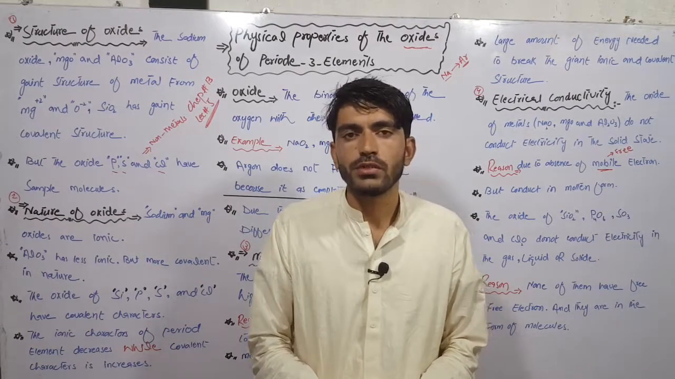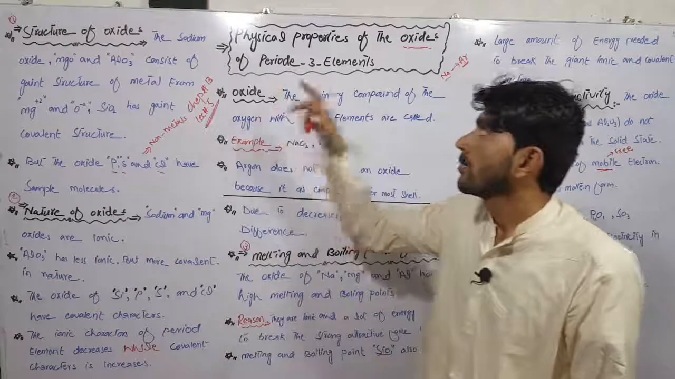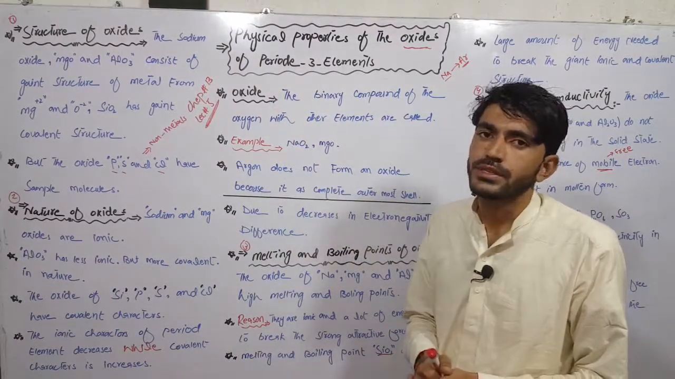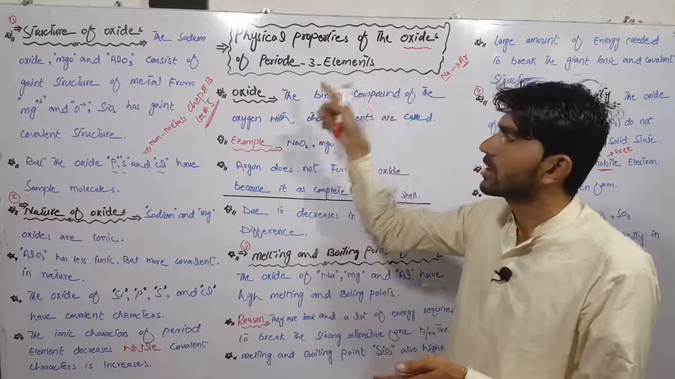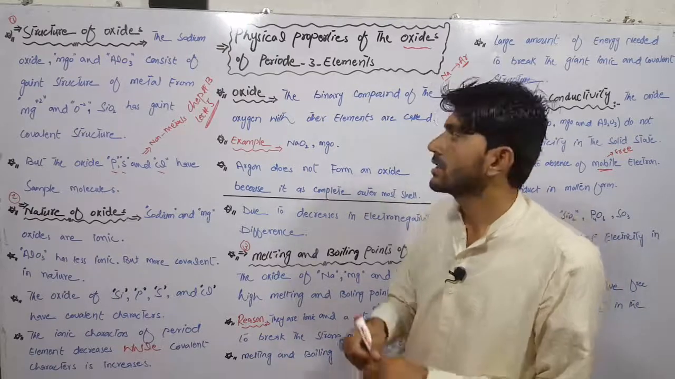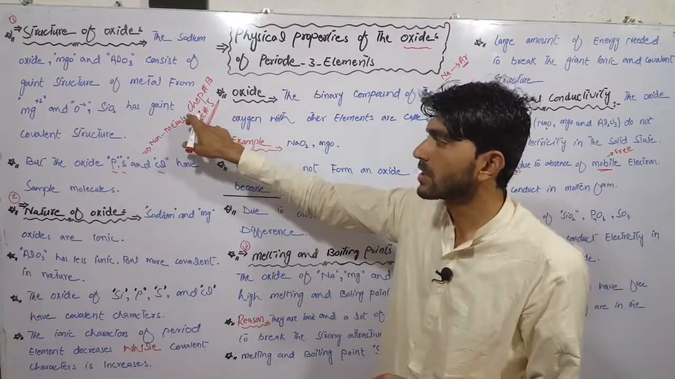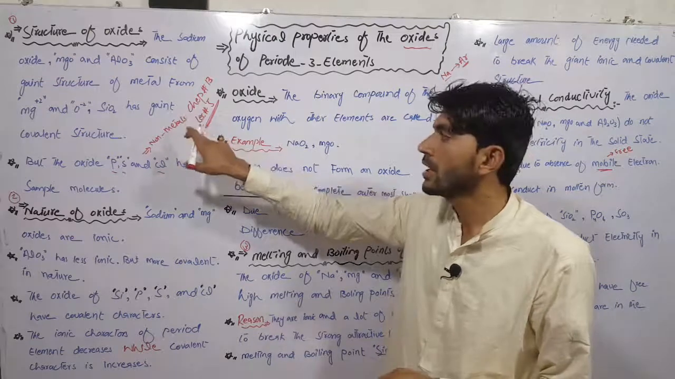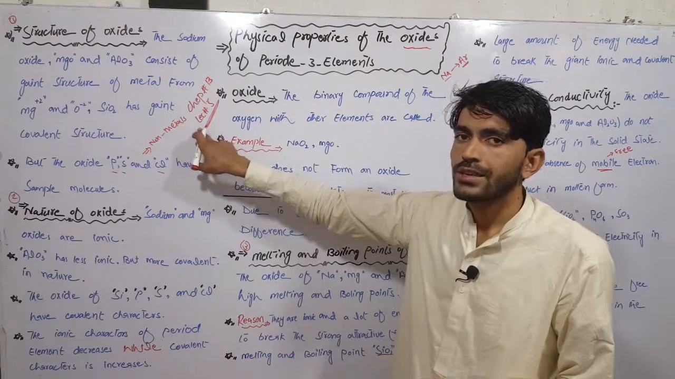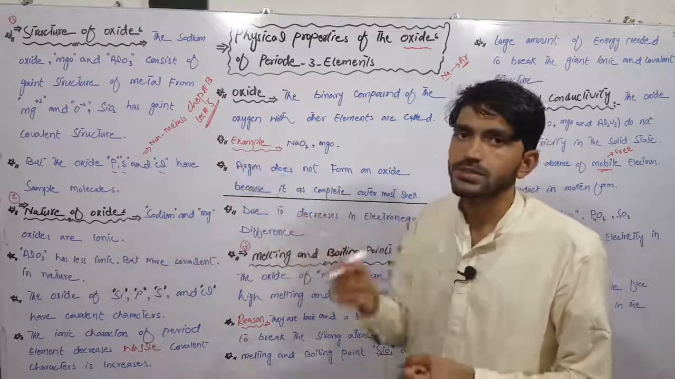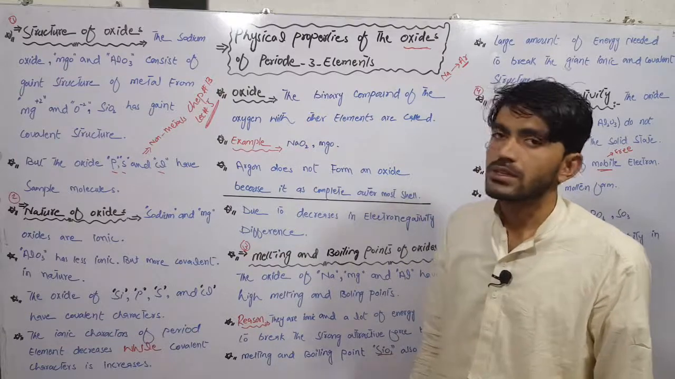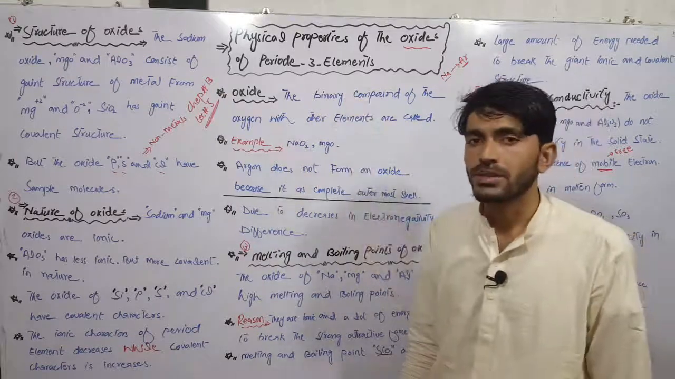In today's lecture we are going to discuss the physical properties of the oxides of period 3 elements. Before starting our topic, I would like to tell you it is chapter number 13 of second year, first chapter S and P block elements, and this is our lecture number 5. Four lectures we already discussed on this chapter in S and P block, so today it is our 5th lecture. In this lecture we are going to discuss oxides of period 3 elements.